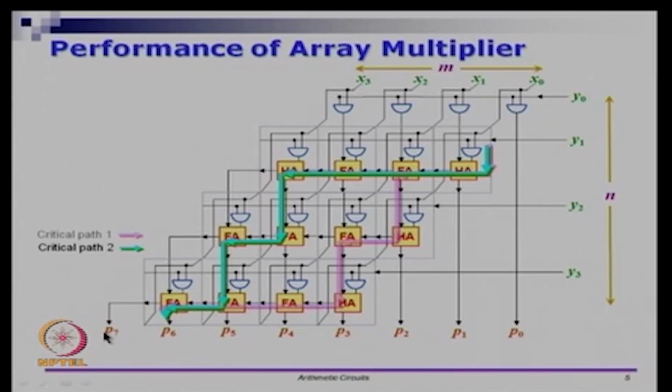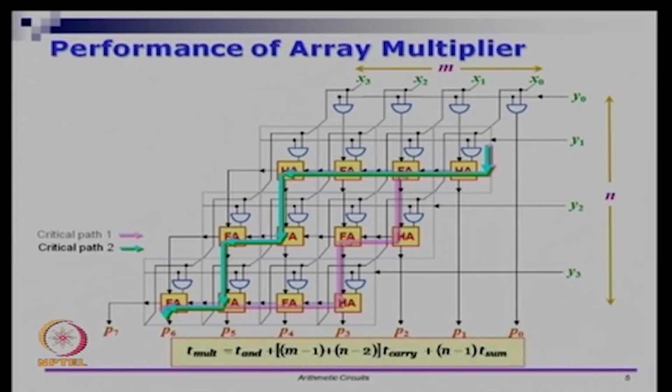These two are critical paths, and the worst case delay happens to be T of AND, which is the delay of this AND gate itself. So, there is one AND gate here, the delay of the AND gate itself is there, along with m minus 1 plus n minus 2 times T carry plus n minus 1 times T sum. T carry is the delay required for generating carry in the full adder, and T sum is the delay required for generating the sum bit. Every time you go down, that is for the sum bit, every time you go to the left, that is because of the carry bit.